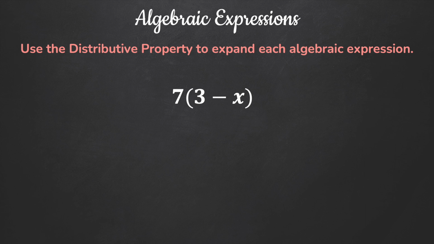Here we have 7 times, in parentheses, 3 minus x. Before we go ahead and distribute that 7, remember that if there is no coefficient in front of a variable, we could always add a 1 there to make it easier. So now let's go ahead and distribute. 7 times 3 is equal to 21. Make sure you bring down the minus sign, and then 7 times 1x is equal to 7x. And so we have 21 minus 7x as our answer.